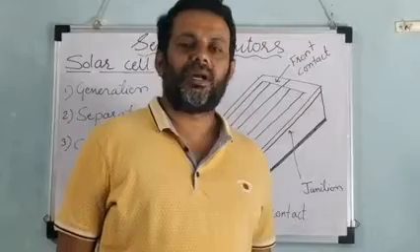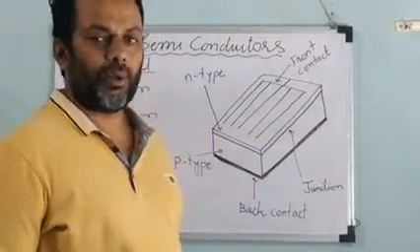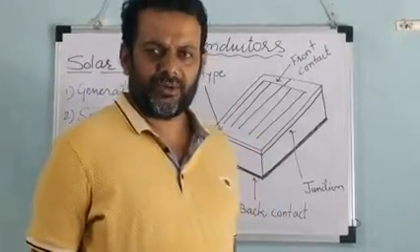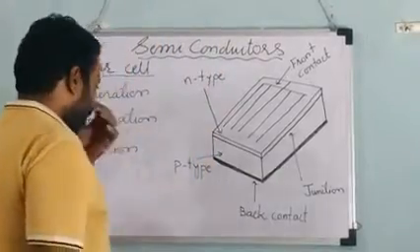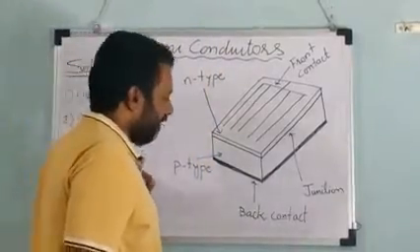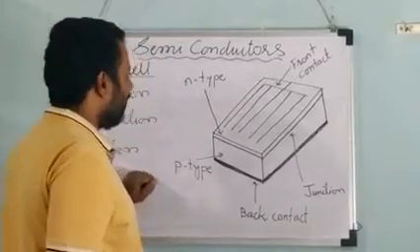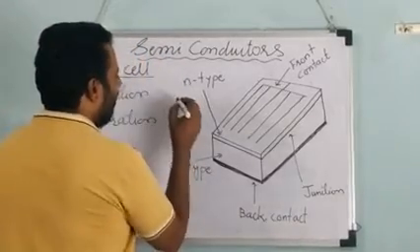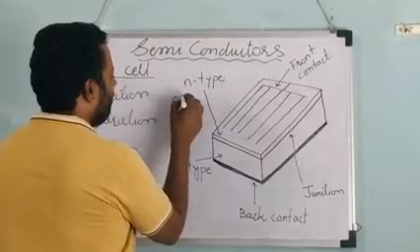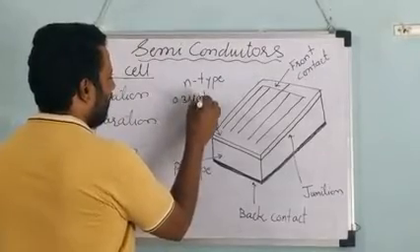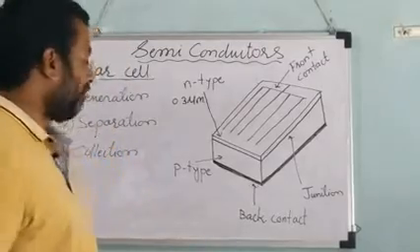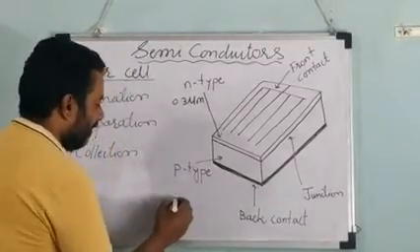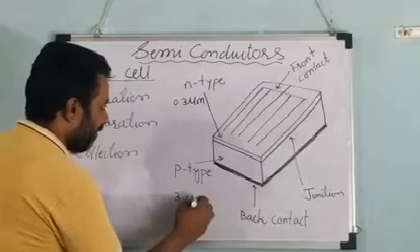Now let us see what a solar cell is and how it works. A solar cell is a PN junction diode. It has two layers, of P type and N type semiconductor. But here the thickness of the N type is very small. The N type has a thickness of 0.3 micrometer. On the other hand, the P type has a thickness of 3 micrometer.